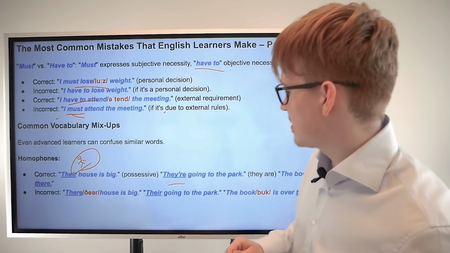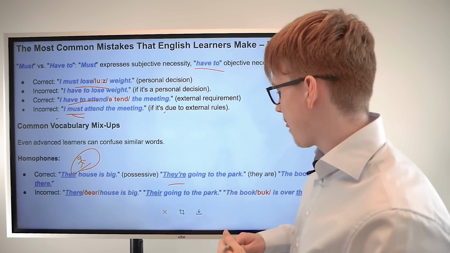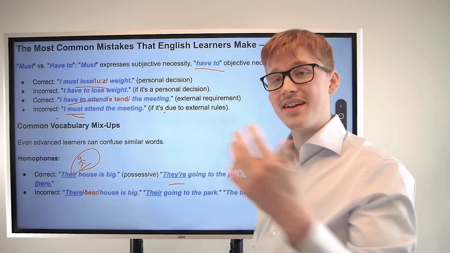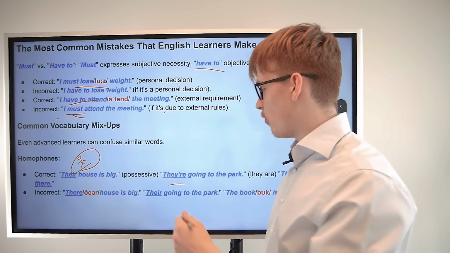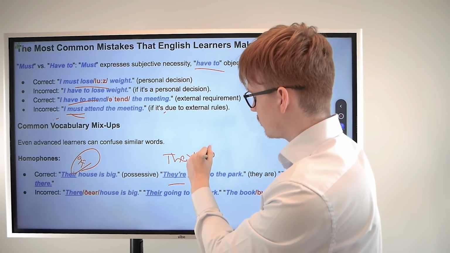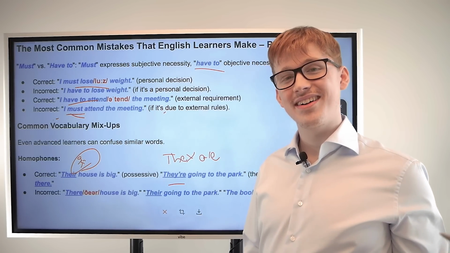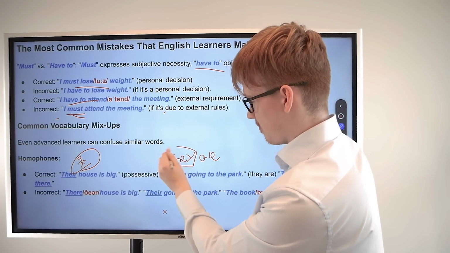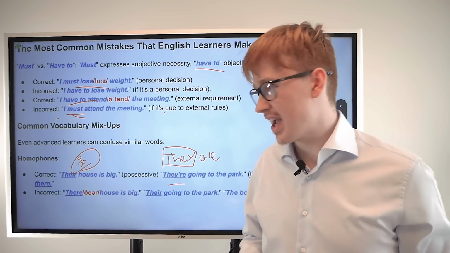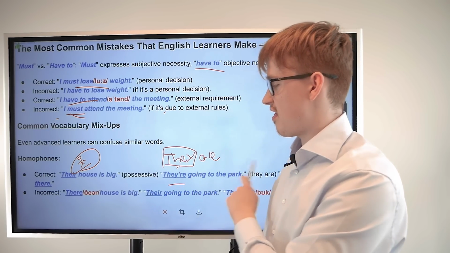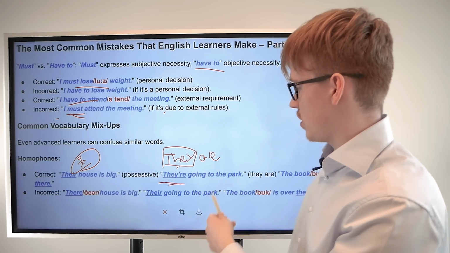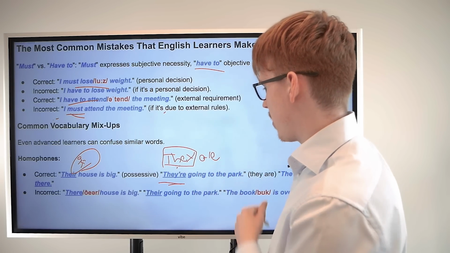You see? Let's now have a look at what they're is. They are going to the park. They are going to the park. They're is a shortened form for they are. They are. You see? So here is the group of people, and we are saying they are going to the park, and this is the conjugation for they in the present tense. So they are going to the park.